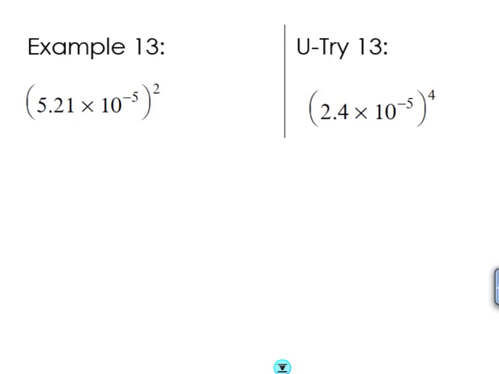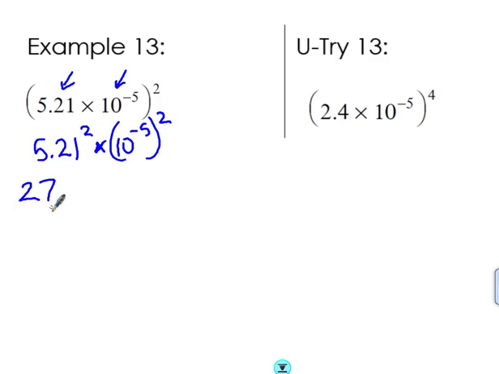Here's my next example. This time I'm going to apply the exponents again on both of them separately. I have 5.21 to the second power times I have 10 to the -5th to the second power. First one I can easily put in the calculator, and we will have 27.1441, and the second part, the exponent part, is going to have power to power property, which will be 10 to the -10th power.